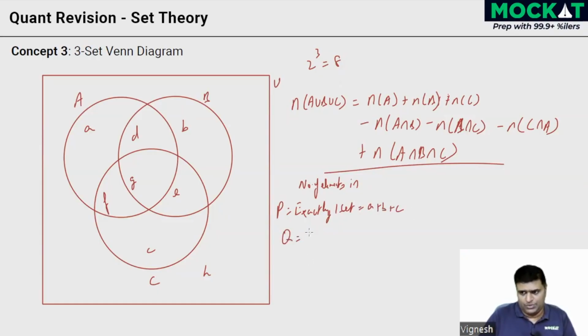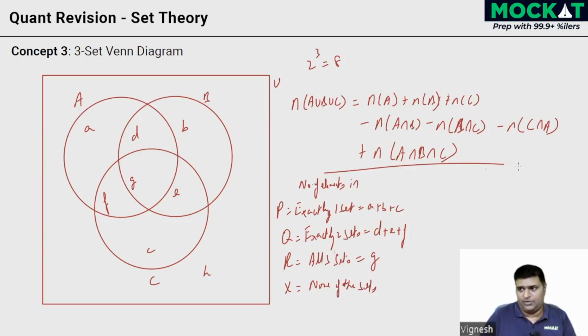Q over here are those which are going to be belonging to exactly two sets. Exactly two sets is D plus E plus F. And R over here is all three sets. And that's going to be, yeah, G, only G over here. X can be none of the sets.